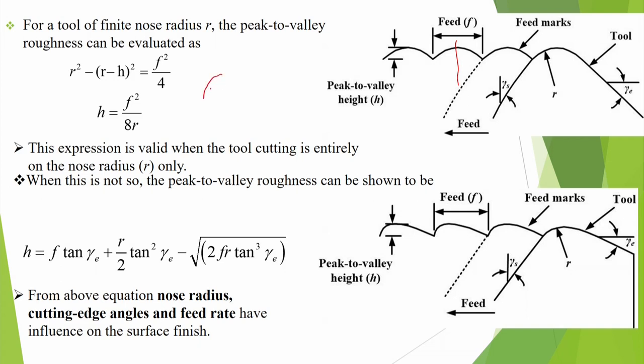Let me just make it for your understanding. Suppose this is the feed, which I am showing in the reverse way, and this is f. And suppose this is R and this height is h.